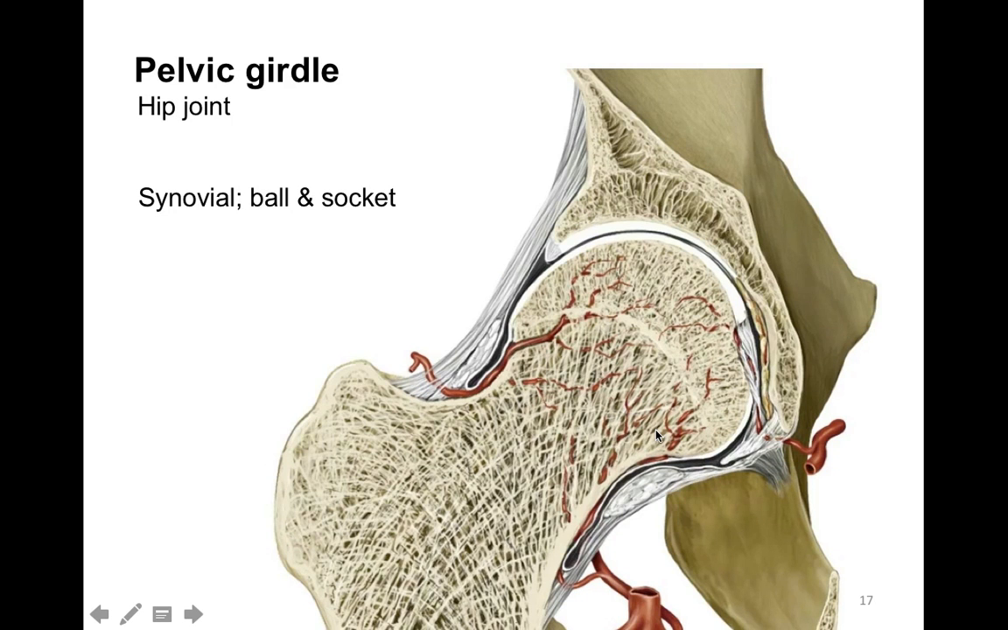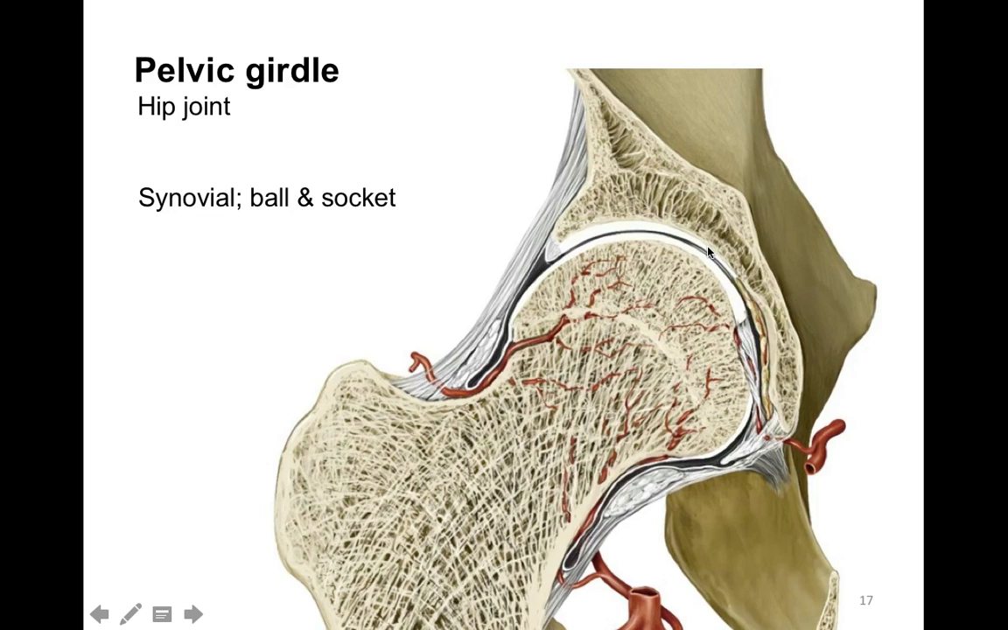This is a coronal or frontal section through the hip joint, and it gives us a good opportunity to appreciate that it is a synovial joint by definition because it has a joint capsule which is lined with a synovial membrane that secretes synovial fluid within the joint space.